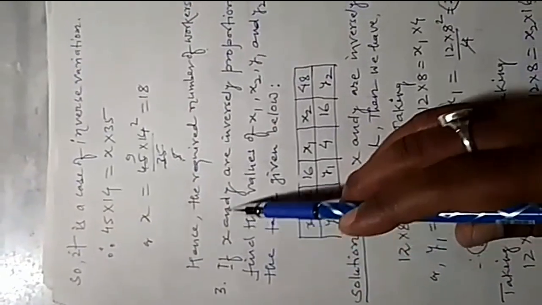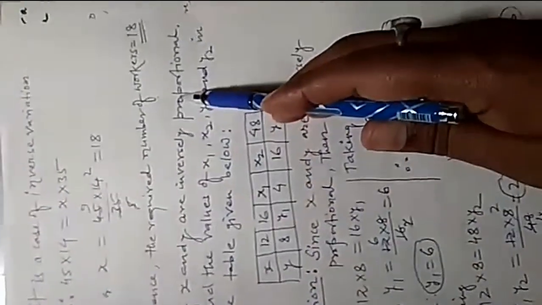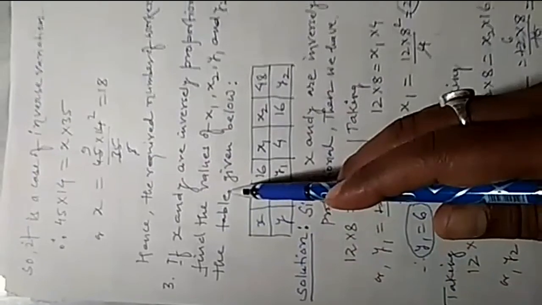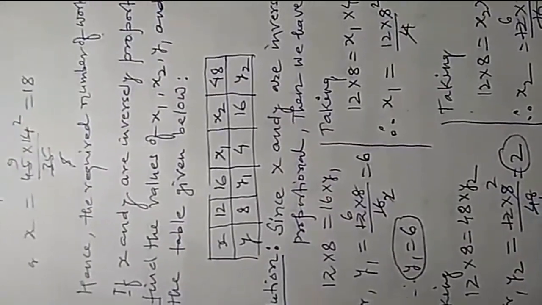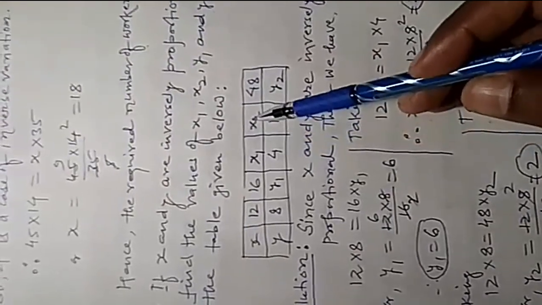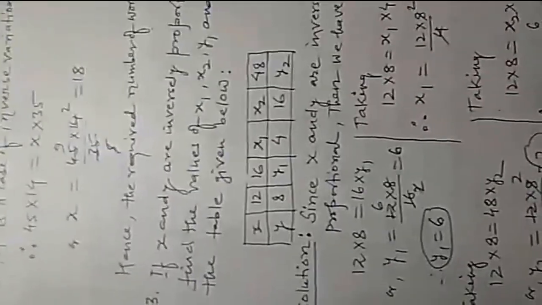Student, take another example. If x and y are inversely proportional, find the value of x1, x2, y1 and y2 in the table given below. In the given table, we have to find x1, x2, y1 and y2.